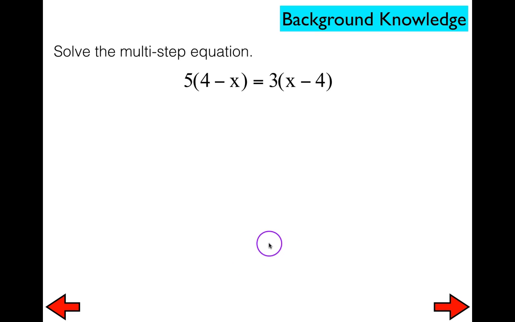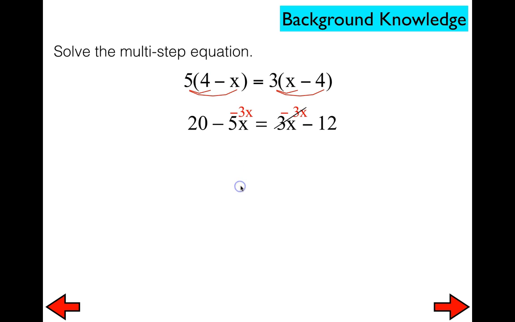Some other background knowledge that I want to go over is how to solve for certain variables. So in this case, we've done this when we were going over equations. In this case, I'm going to distribute first, move my variable over to the left. Notice here, in order to move my variable over to the left, I have to do the opposite. Here, in order to isolate my x, I'm going to have to do the opposite and subtract 20 from both sides, leaving me with negative 8x equals negative 32.